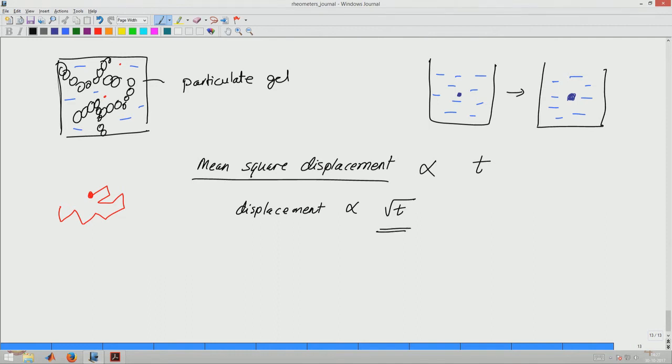So, whenever you have a set of particles, and you look at their displacement and plot it as a function of square root of time, if you get a straight line, so if you look at the displacement of particles, and if you plot it and you get data that is all nicely fitting a straight line, then you know that this is a diffusive process. The particles are undergoing diffusion motion.